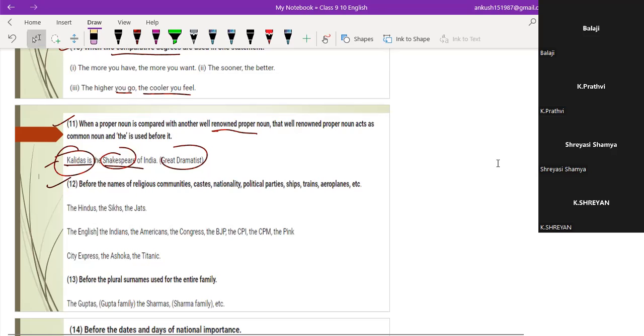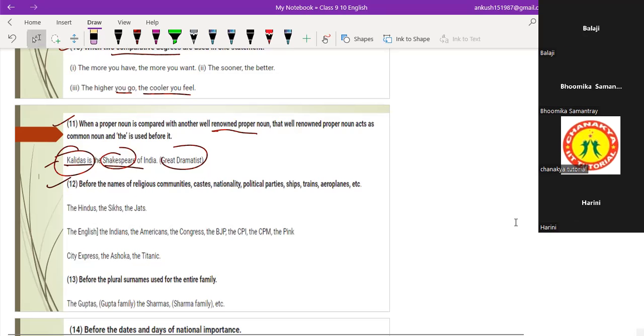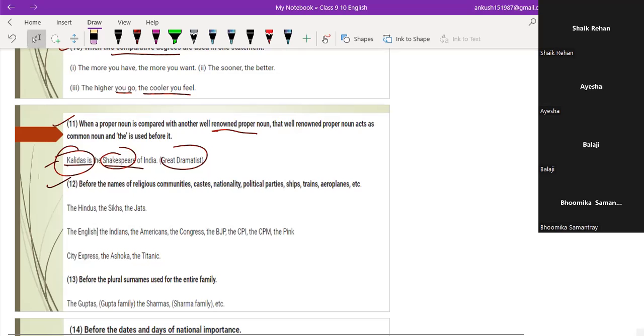Next one. Who wants to read? Nobody? Shall I call a name? Balaji. Sir, can I? Only Balaji is written. Who is this? Is he present? Yes, sir. Balaji, please read number 12 and explain it, if you can.